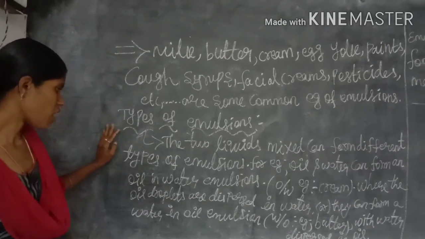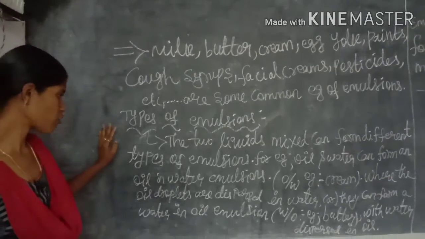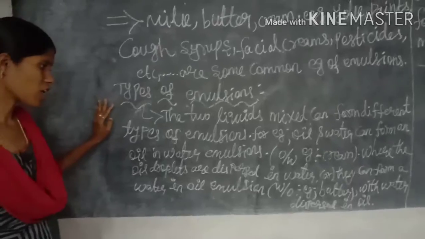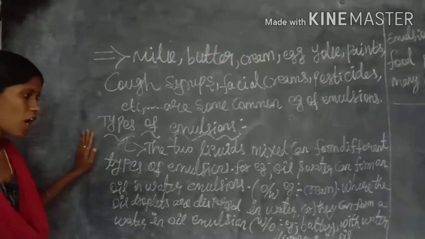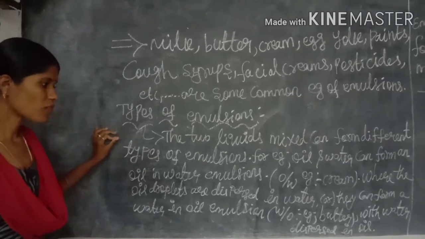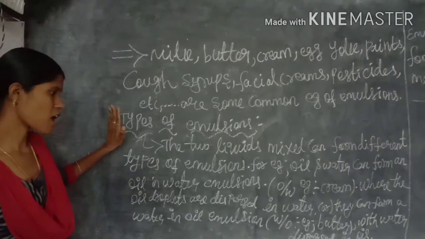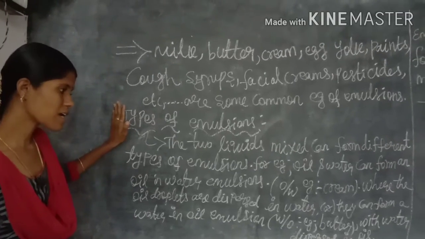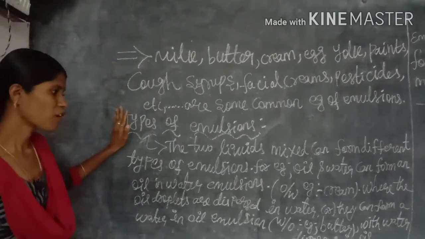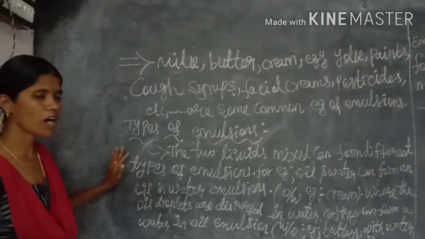Here the oil droplets are dispersed in a water medium, or they can form a water in oil emulsion. For water in oil emulsion we take the example of butter, with water dispersed in oil. So in the oil in water case, the oil is dispersed in a water medium, whereas in the water in oil case, the water is dispersed in an oil medium.